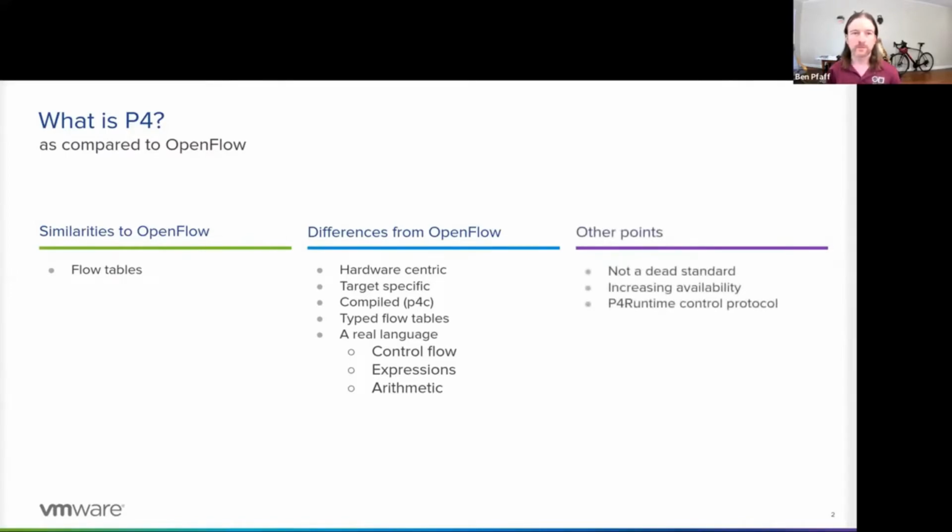And finally, a couple of other points. P4 is still being developed by p4.org, which is part of the Open Networking Foundation, and you can join it yourself and be part of the working groups helping it evolve. P4 is increasingly available in hardware, whereas it's harder and harder to get OpenFlow in hardware. Finally, there's a small distinction in that OpenFlow is a network protocol, whereas P4 is a language without a protocol. You can attach whatever protocol you want to control a P4 switch. The standardized protocol is P4 runtime, which works over gRPC.